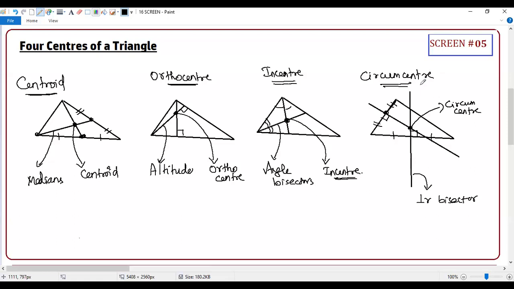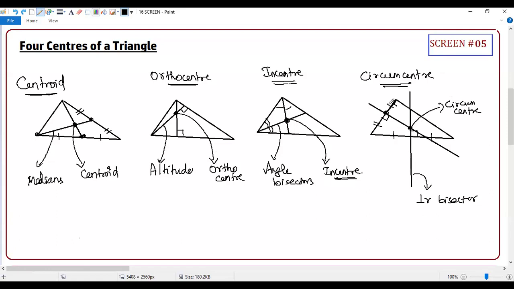Will you memorize? Point of intersection of medians is the centroid, point of intersection of altitudes is the orthocenter, point of intersection of angle bisectors is called the incenter, and point of intersection of perpendicular bisectors is called the circumcenter.